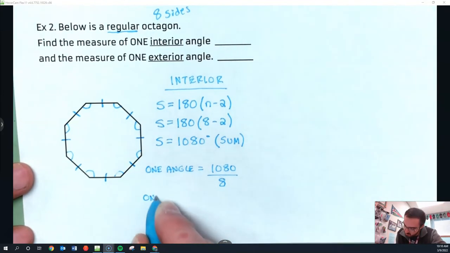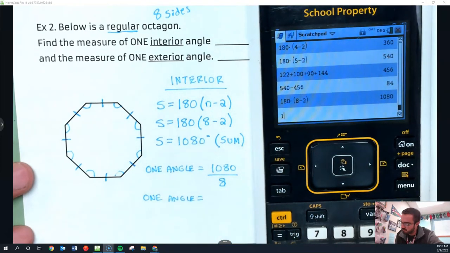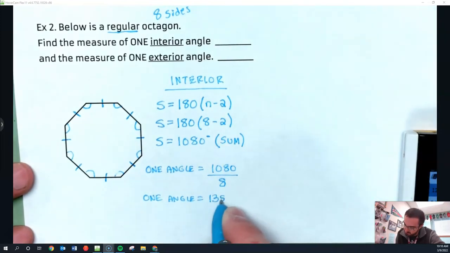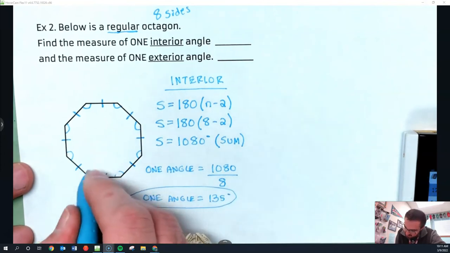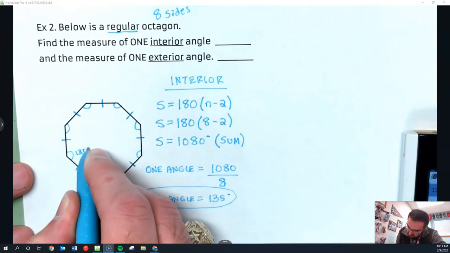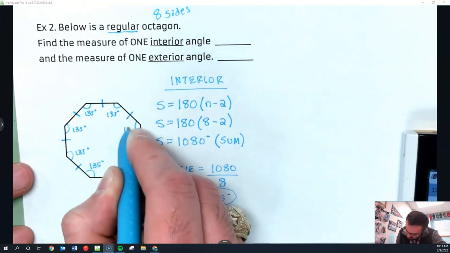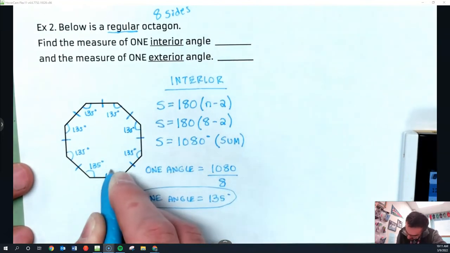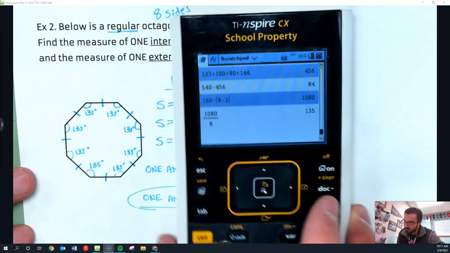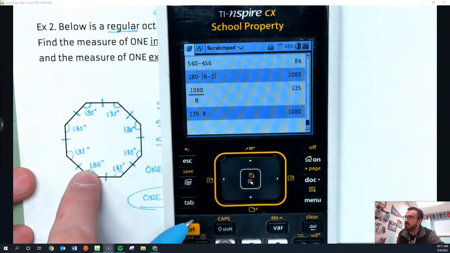So the measure of one angle would be, let's see what that is. 1,080 divided by 8. 135. Okay? The measure of one singular angle. So this is 135, right? But they'd all be 135. So 135, 135, 135, 135, all the way around, right? All these would be 135. So just to check our work real quick, we could do 135 times 8. That's the sum.